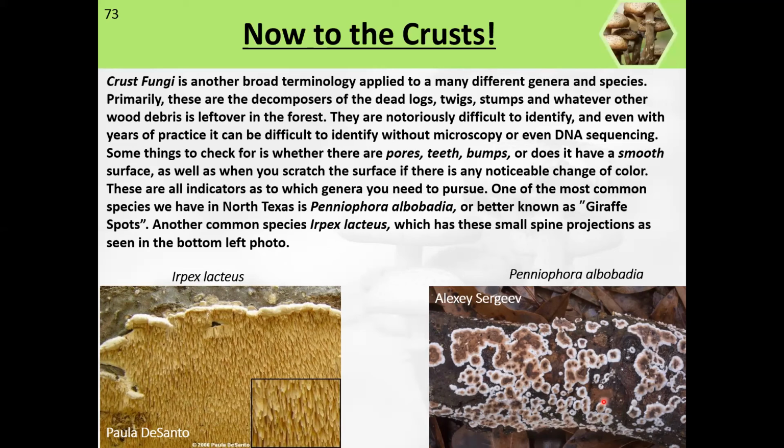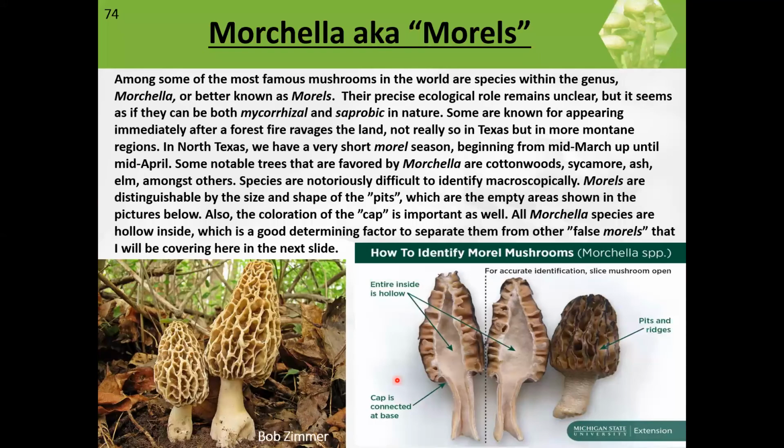This one's called Peniophora albobadia, but it's also called giraffe spots because it looks similar to giraffe spots. So Irpex lacteus has spine-like teeth formations coming down, and that's another really common one that we find here. And then Morchella, aka the morels, these are all hollow on the interior, right?